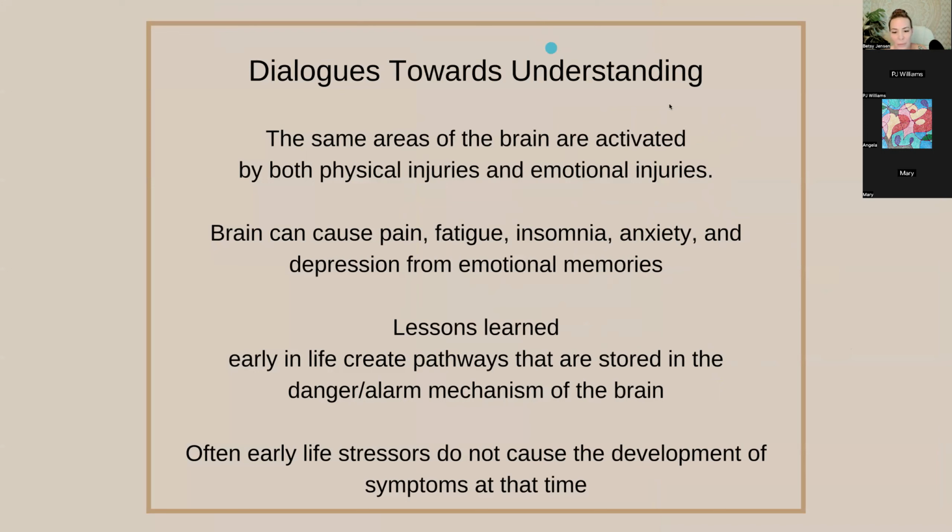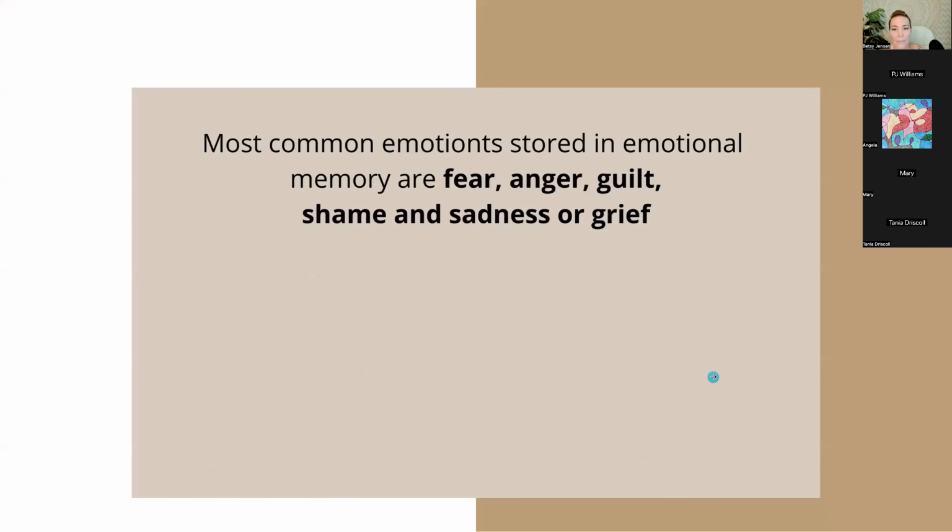So the lessons learned early in life create pathways that are stored in the danger alarm mechanisms of the brain. So we just had some reactions as a child, and that gets stored in as danger. And usually early in life, we aren't feeling the symptoms. So sometimes people are like, well, I never got my symptoms till my 20s or 30s. That's actually really common. And the most common emotions stored in emotional memory are fear, anger, guilt, shame, and sadness or grief.